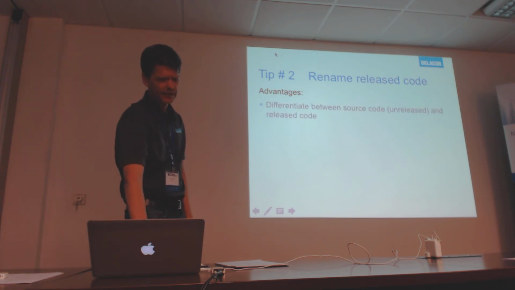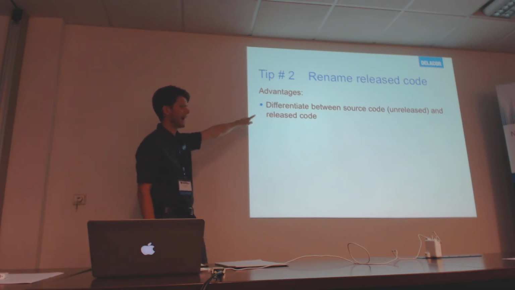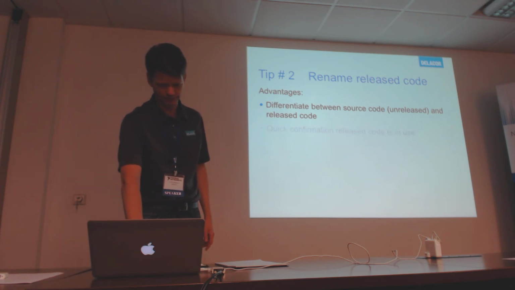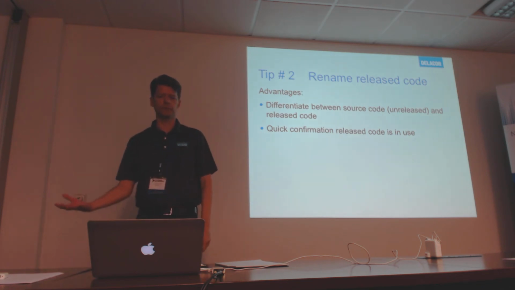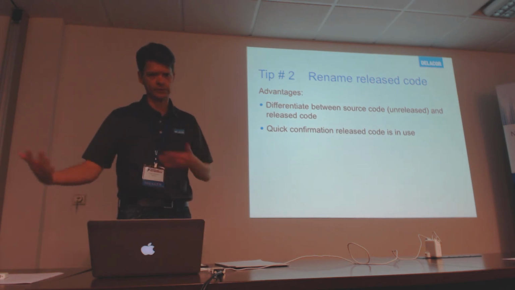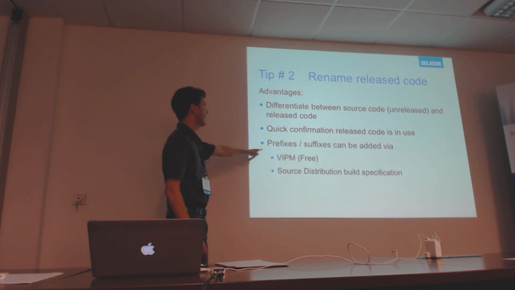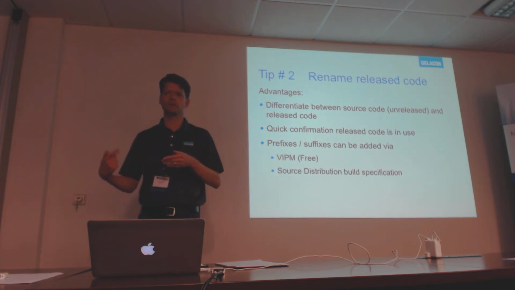Okay, so that allows us to differentiate between source code control, the unreleased code, and the release code that other people are going to be using, and we can rename it as part of the build process. So it gives us a really quick visual confirmation that we're using the released code rather than the source code, so it reduces the risk of cross-linkages because it's a different named file. And we can add prefixes, suffixes, to every single VI, or just the library, or just the class. We can add them in VIPM, and we can do it as part of the build process. So we don't have to do anything else.